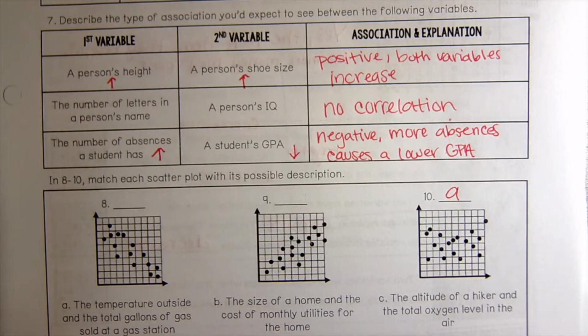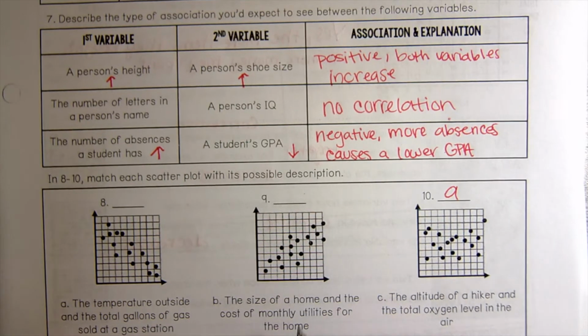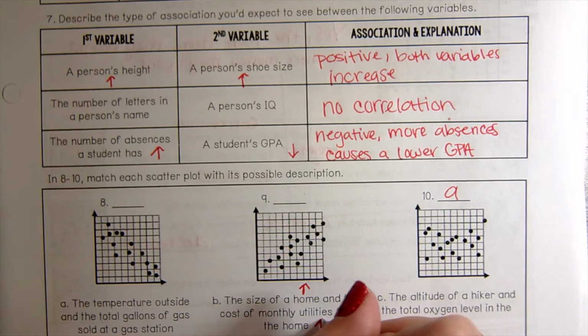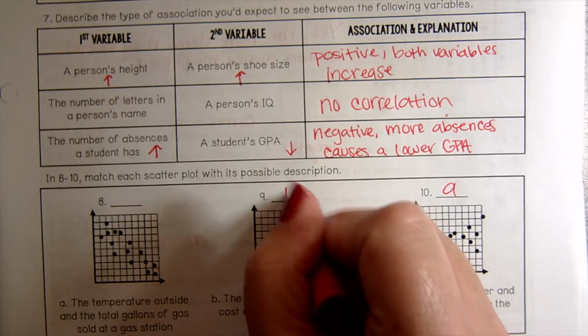It doesn't matter what temperature it is outside, I still have to put gas in my car. The size of a home and the cost of the monthly utilities. Yes. So as the size of the home goes up, what happens to the cost of the utilities? It goes up. So if they both go up, it's positive. So that would be 9.